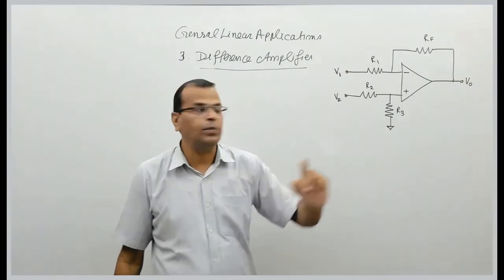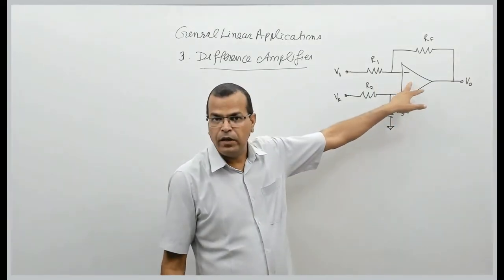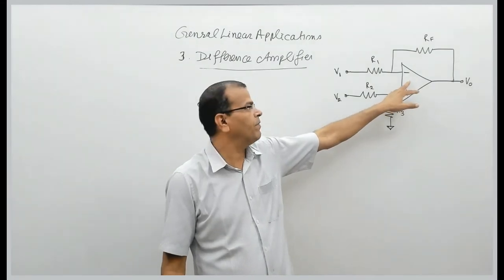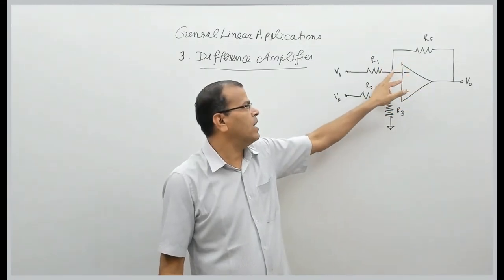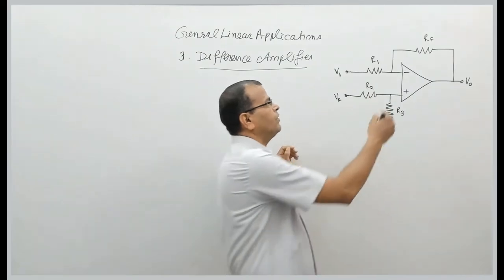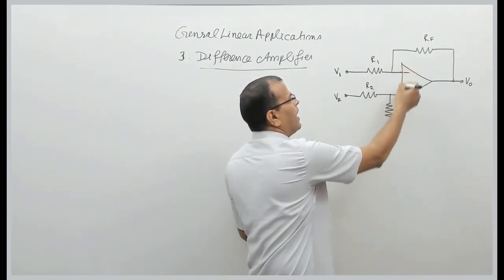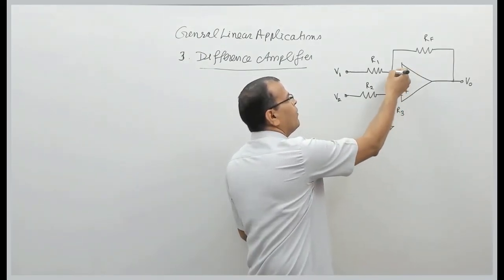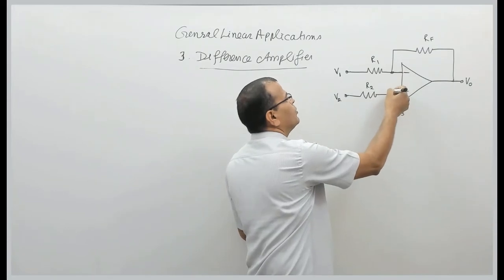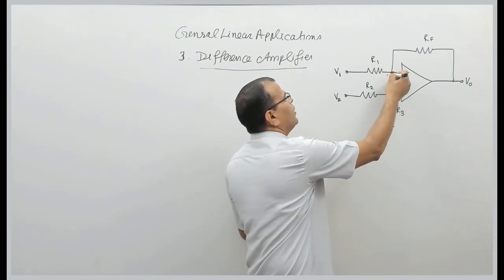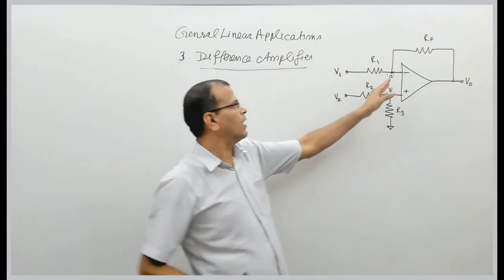What are those assumptions? The op-amp is ideal. This operational amplifier is ideal, and if this is ideal, the biasing current entering at the inverting and non-inverting terminals is 0. Fine. And we assume these are two nodes.